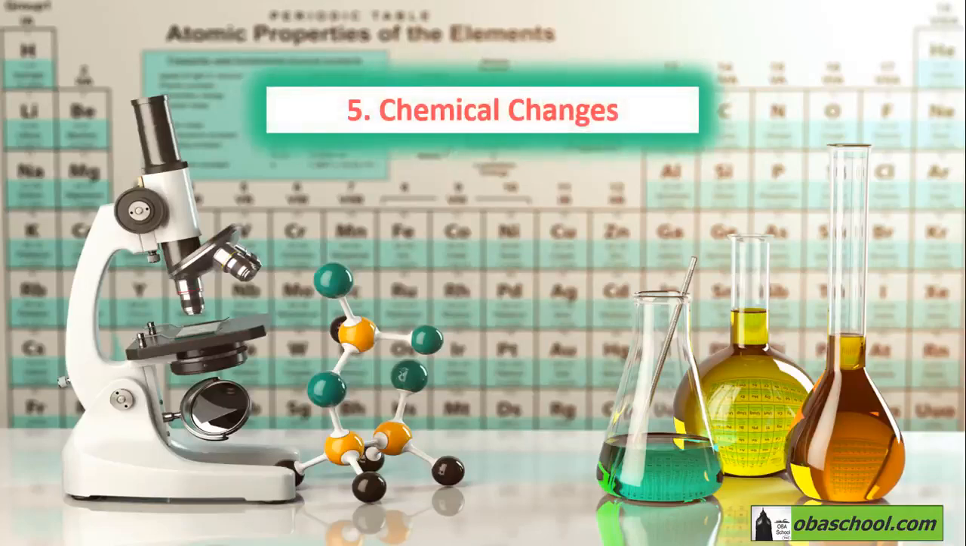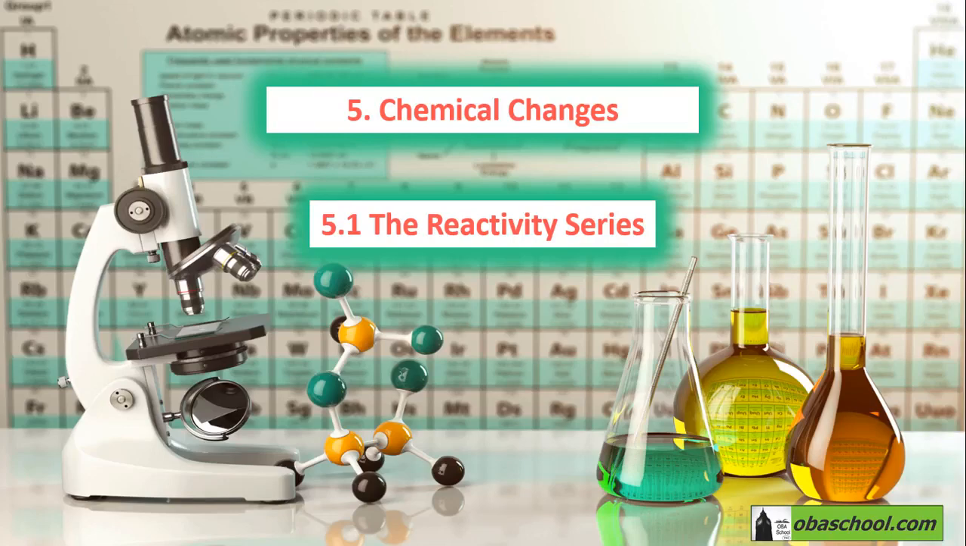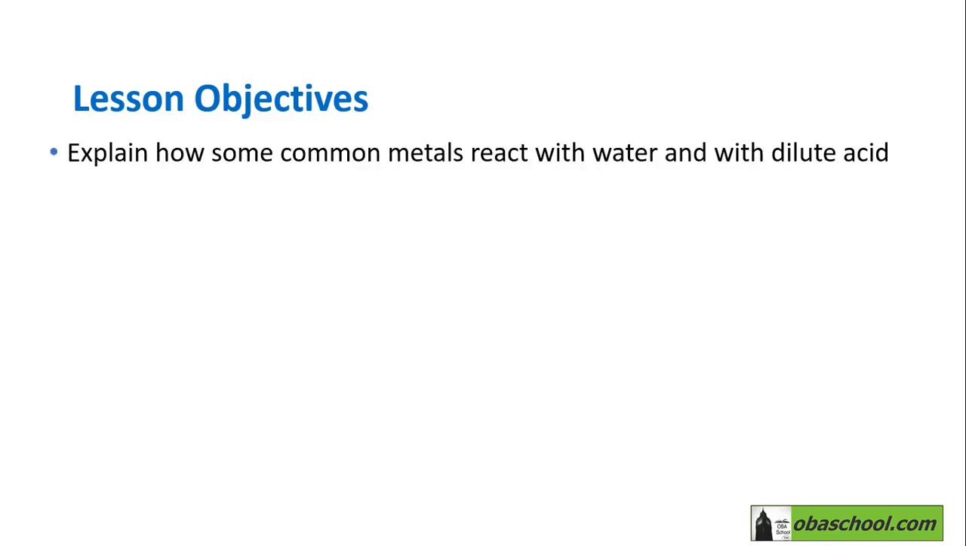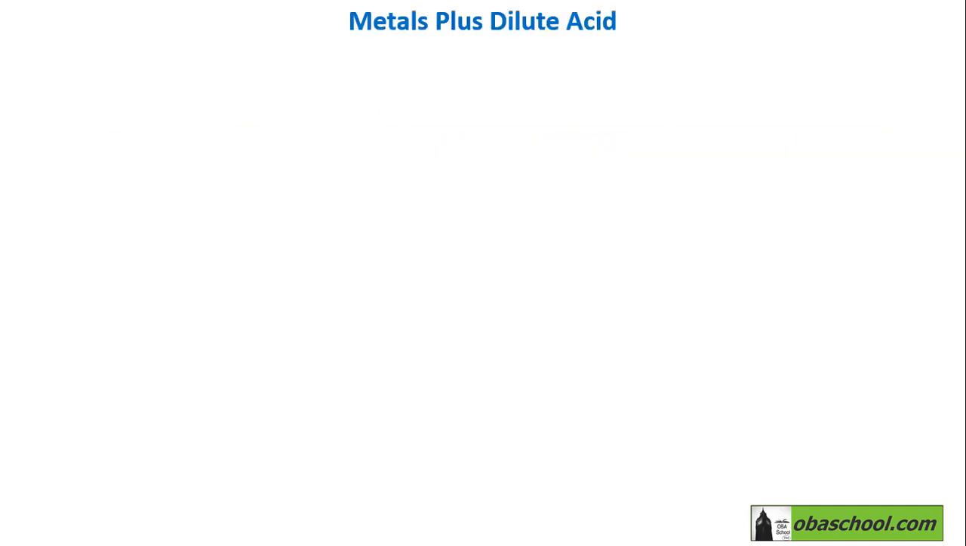Welcome back to Chapter 5, Chemical Changes, Section 5.1, the Reactivity series. By the end of this tutorial, you will be able to explain how some common metals react with water and with a dilute acid. Let's begin with discussing metals plus dilute acids.